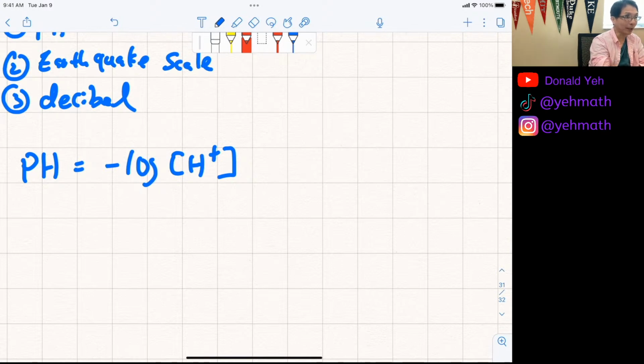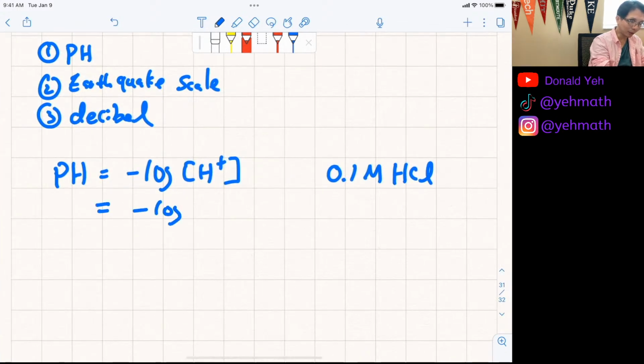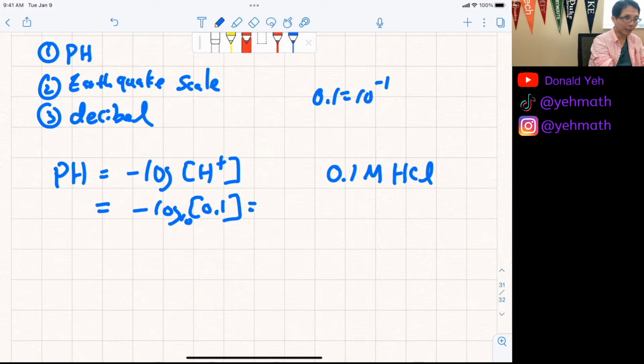So for hydrogen ion, the concentration is going to be like 0.1 molar of HCl. That just means hydrogen chloride is 100% dissociated, so it completely dissociates into the hydrogen ion and the chloride. If you have 0.1 molar, how do I calculate the pH? It's basically the negative log of 0.1. Since this is base 10, and 0.1 is also known as 10 to the what? Negative 1, right? So log of 10 to the negative 1 is negative 1, and the negative of that is 1. That's a pH of 1.